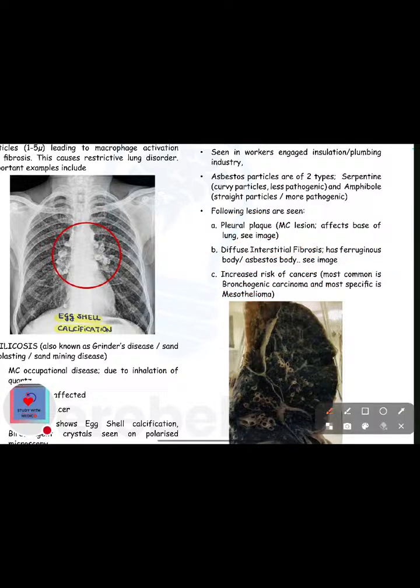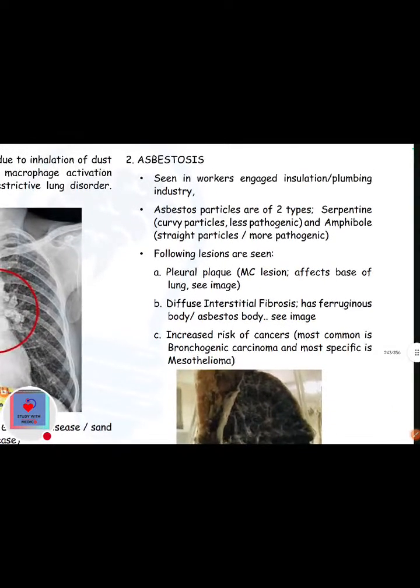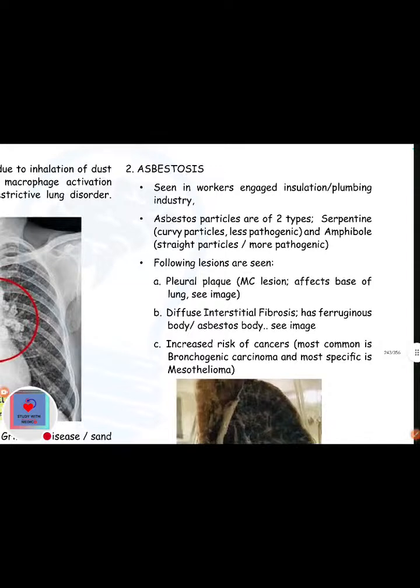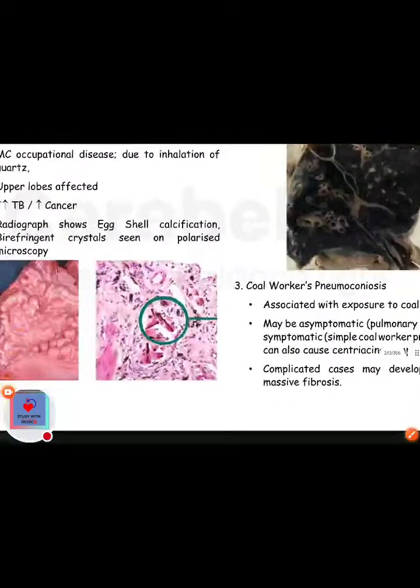So once again, asbestosis is seen in workers engaged in insulation or the plumbing industry. Asbestos particles are of two types: serpentine, which are less pathogenic, and amphibole, which are more pathogenic. Pleural plaque can be seen, most commonly at the base of the lungs. Diffuse interstitial fibrosis has ferruginous or asbestos bodies. There is increased risk of bronchogenic carcinoma and mesothelioma.